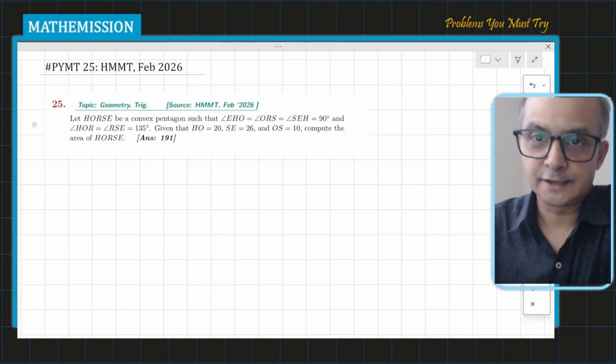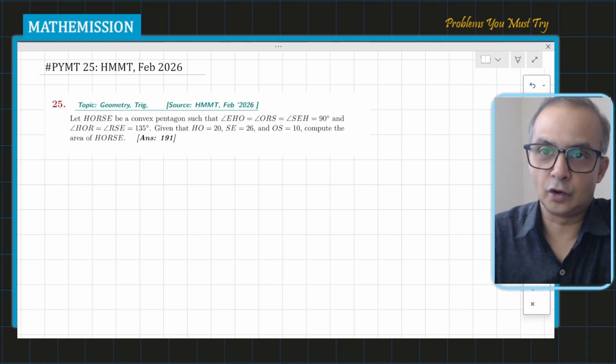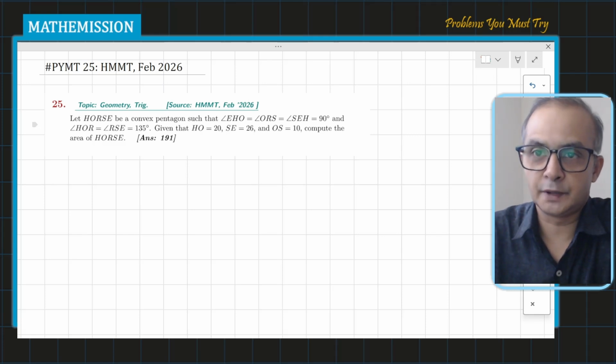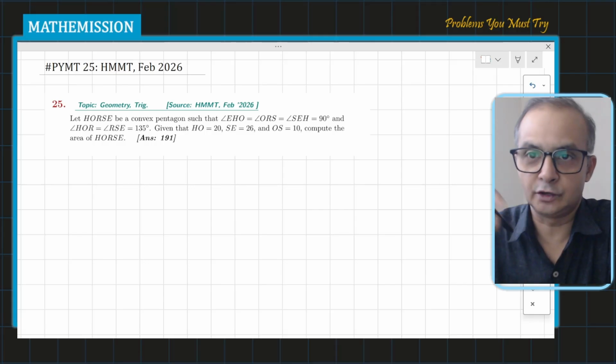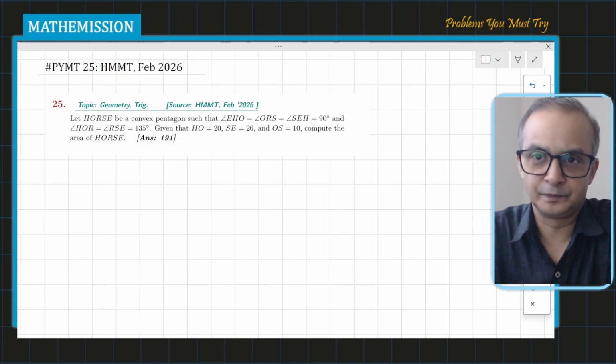So the question is: let HORSE be a convex pentagon such that angle EHO, angle ORS, angle SEH are 90 degrees and angle HOR, angle RSE are 135 degrees. Given that HO is equal to 20, SE is 26 and OS is 10, compute the area of the pentagon HORSE. Now this is actually a very basic question.